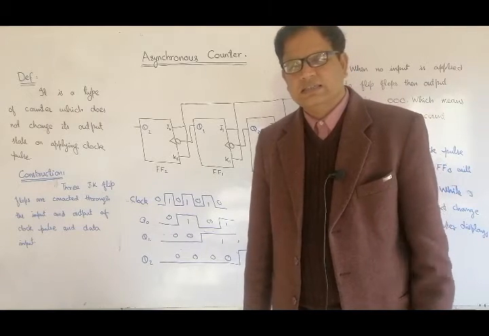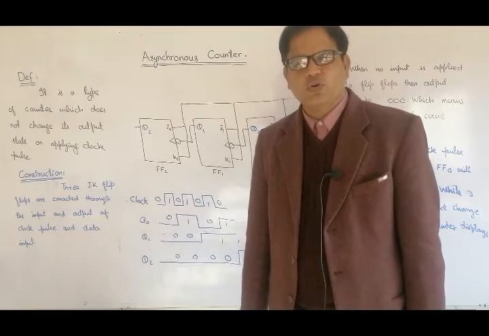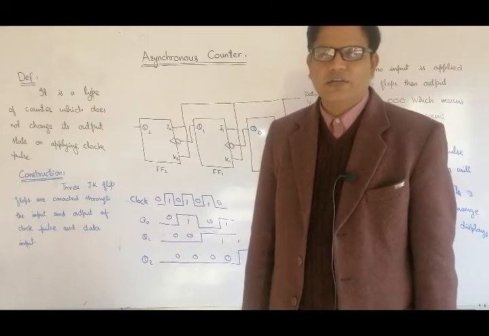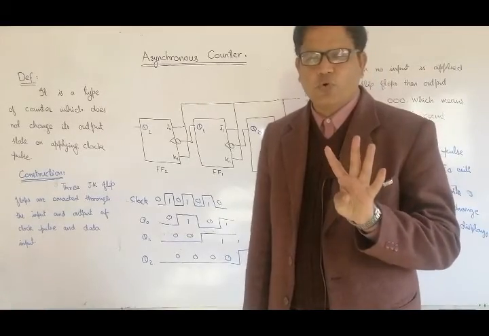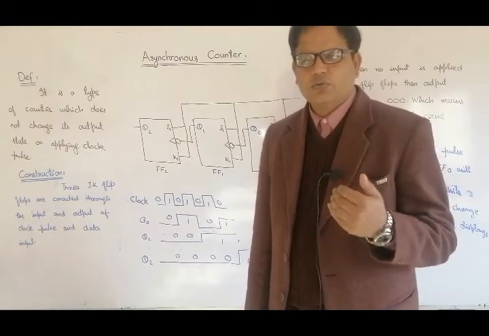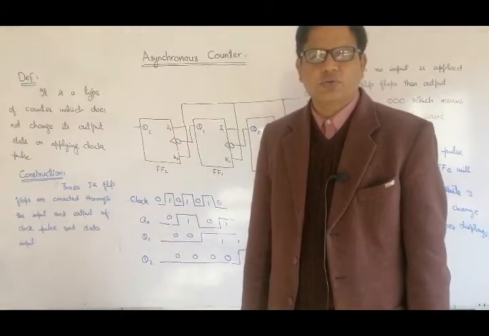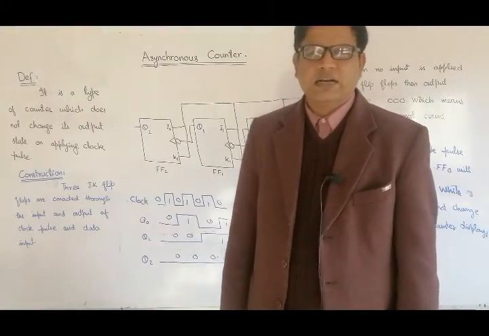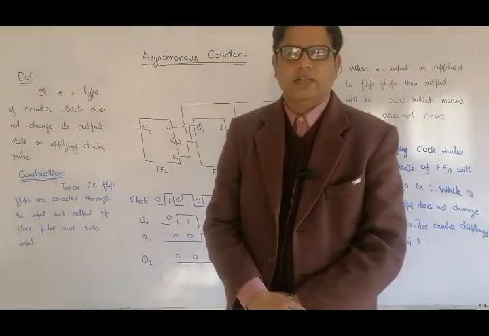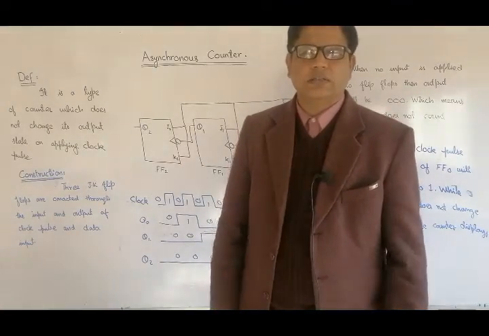Mostly in the lectures and in lab practice, we use a 4-bit asynchronous counter. To build it, we must use 4 JK flip-flops so that we have a perfect coding of 0000 to 1111. I'm hopeful that you understand the lecture, and if you find any kind of problems, you may ask me on my WhatsApp or in the Google class.